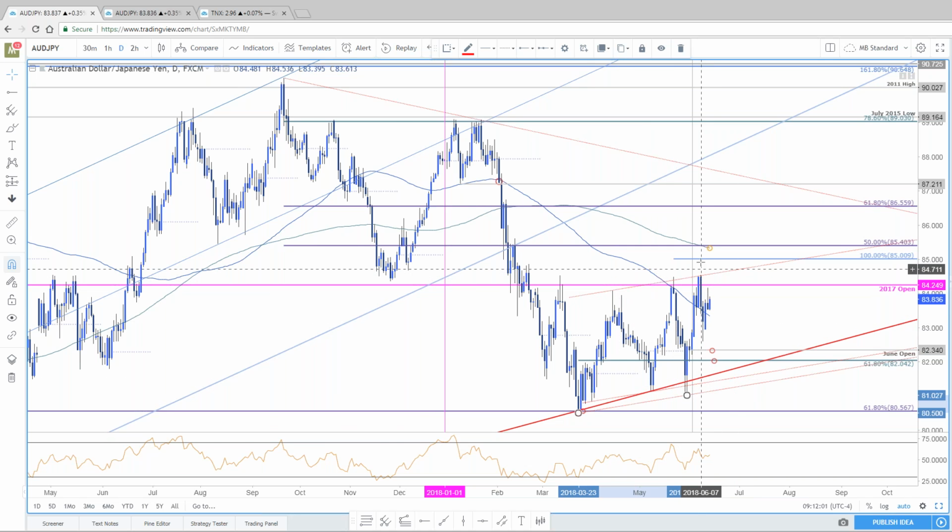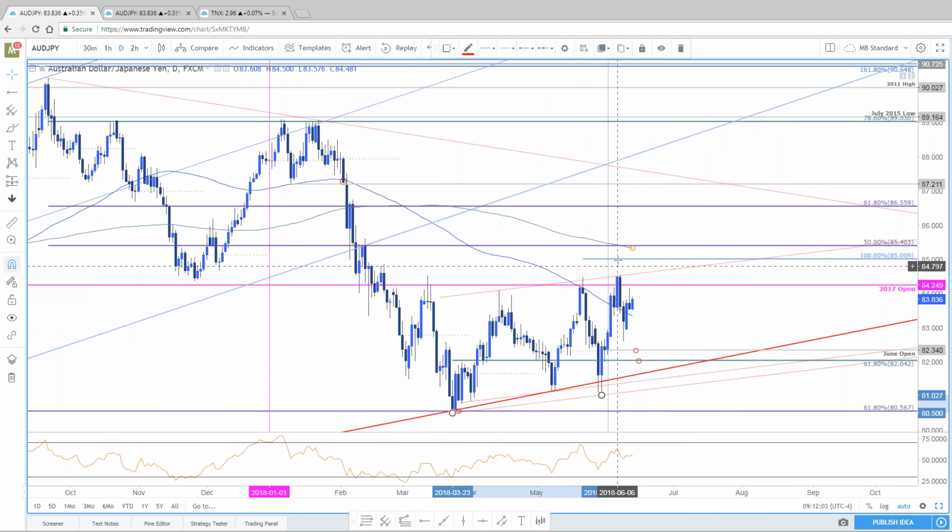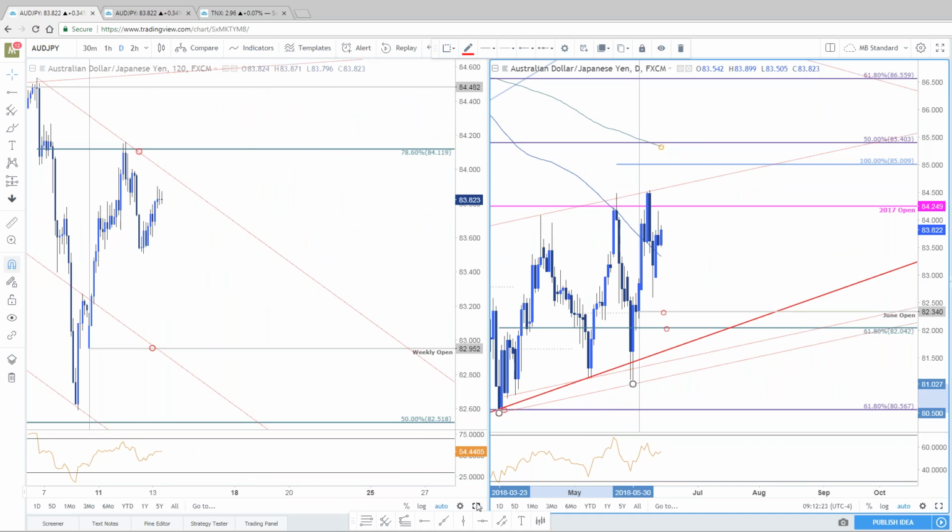So again, after that big old outside reversal day that we made here on the 7th, that shifts the focus lower, towards more of a correctionary stance. So one more low towards 82.34, specifically 82, is what would have been the sweet spot for me on a pullback in Aussie yen. It hasn't really materialized yet. Here's the intraday chart.